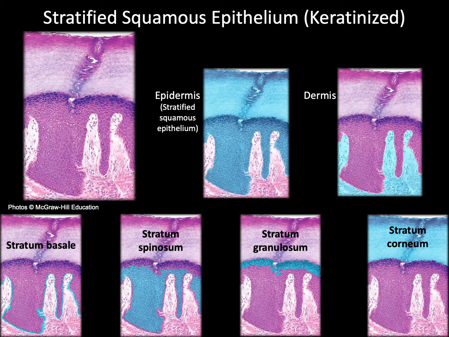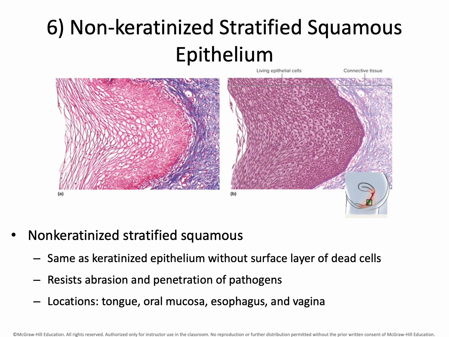So the stratum basale layers are the youngest cells, and the stratum corneum, obviously, has the oldest cells that have died and everything has been replaced with keratin. So in non-keratinized skin, you do not see the stratum corneum keratinized layer. If you look at these cells of a non-keratinized stratified squamous epithelia from, again, mucous membranes, you see nuclei in cells all the way up to the surface.